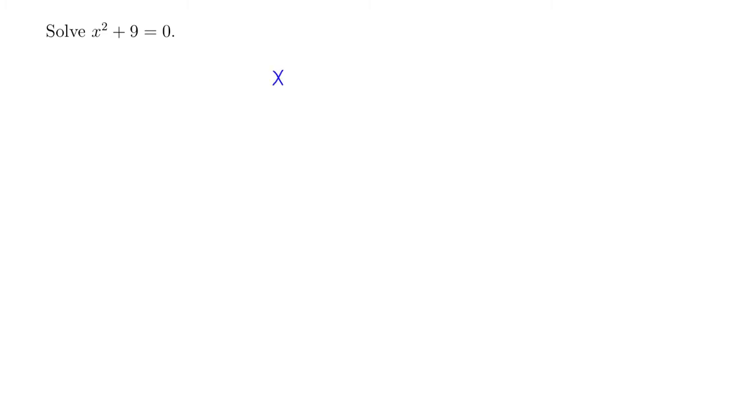While we do have the option to use the quadratic formula, I think it'll be simpler to use the square root property. The first step in solving this will then be to subtract 9 from both sides of the equation to isolate the x squared. And in doing so, we obtain the equation x squared equals negative 9.